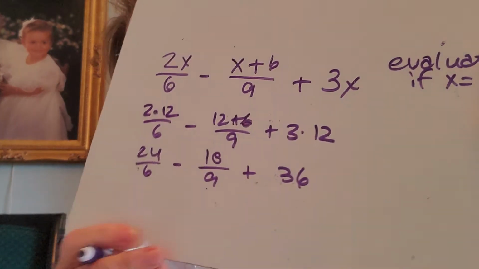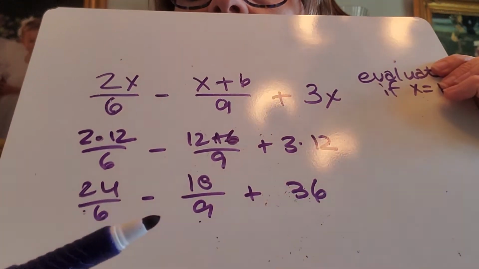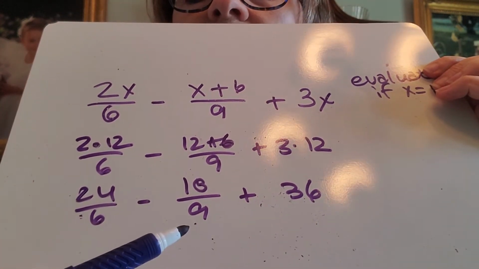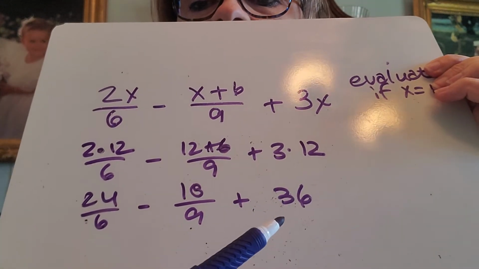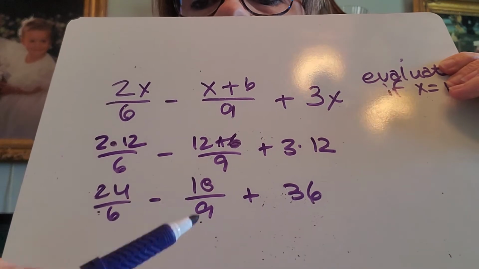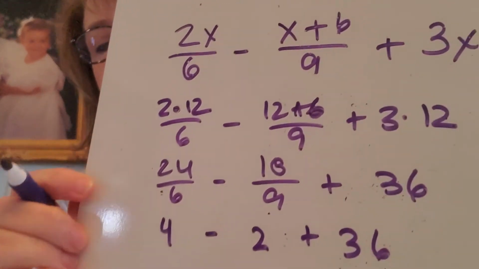All right, this is what it looks like. I got 24 over 6, 18 over 9, and 36, because 3 times 12 is 36. Next, do your division. So go ahead and divide this and this, please. 24 divided by 6. 18 divided by 9. And leave your subtracts and adds for last.